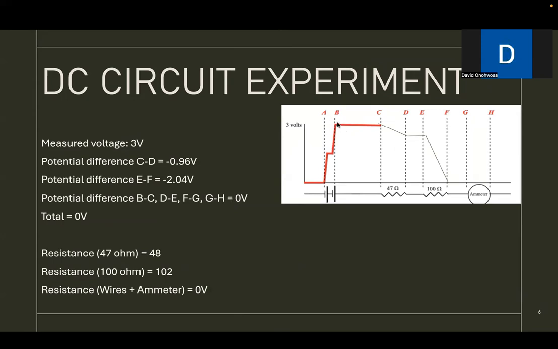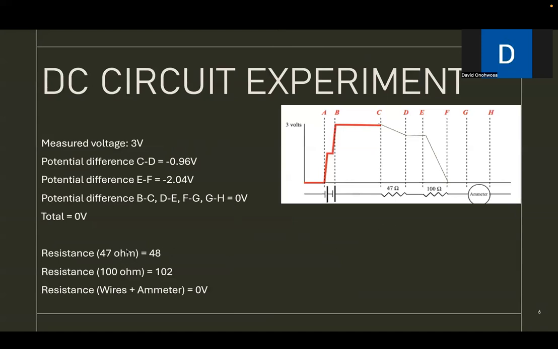So here we can see we began at 3 volts, and then when there was no resistor present, there was no change in potential. But once we introduced a resistor, the potential difference dropped, and it dropped more based on how much resistance there was.